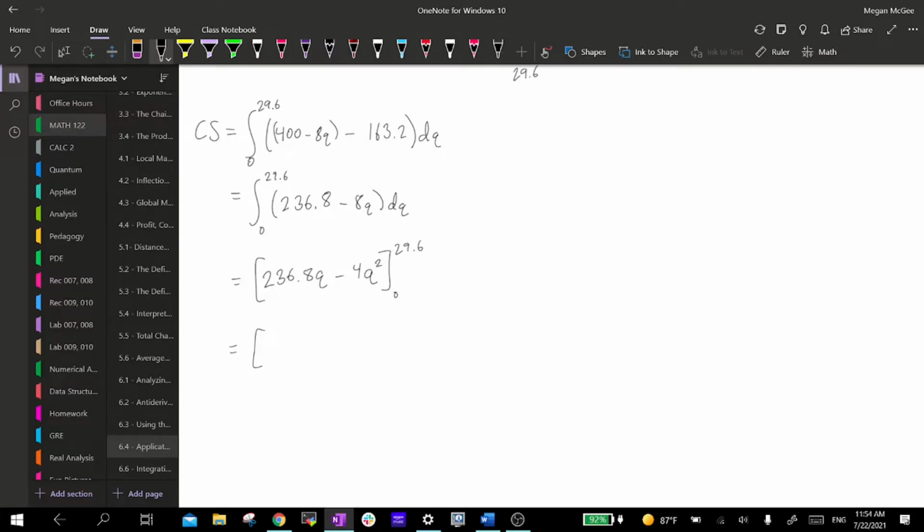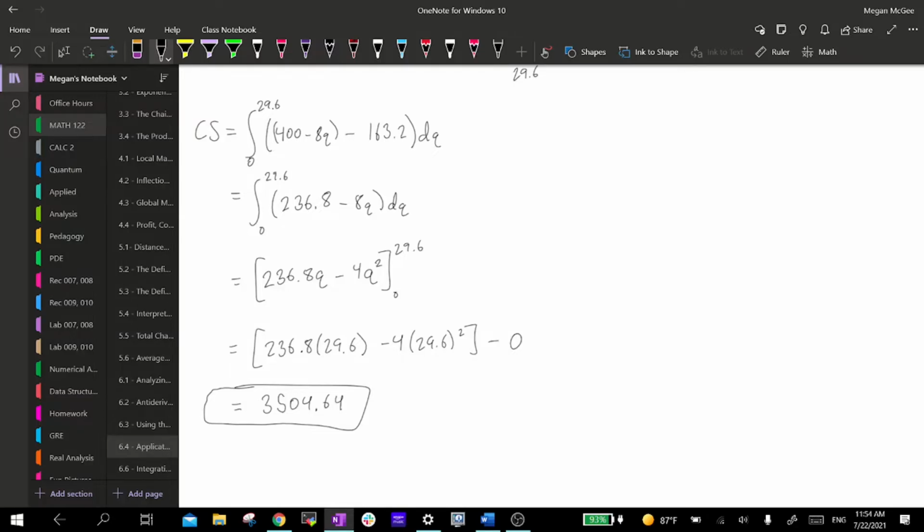All right, so we have 236.8 times 29.6 minus 4 times 29.6 squared, minus, and everything on the right hand is just going to be 0. And so plugging this into a calculator, we get 3,504.64. So that is our consumer surplus.